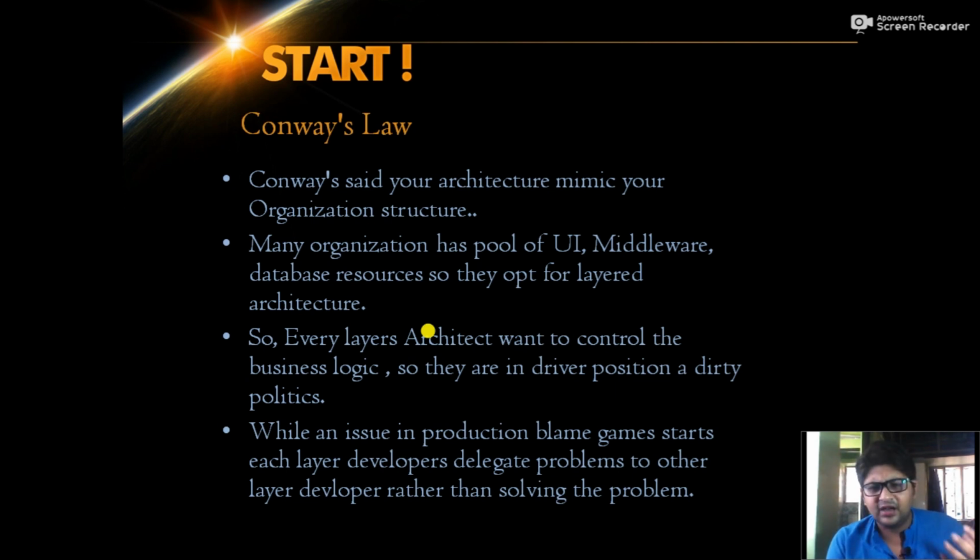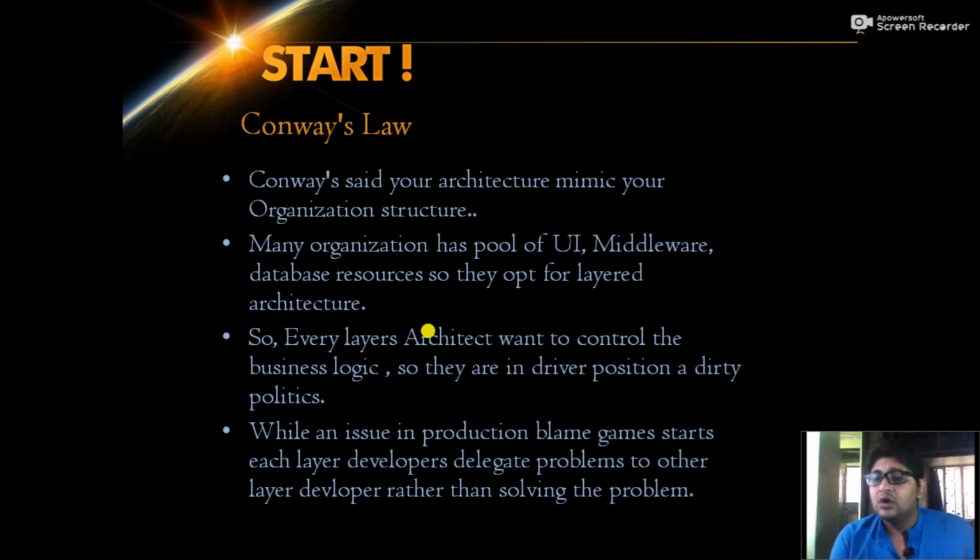It means if you have a UI pool in your organization, you may have a Java pool or microservice pool for your Java developers or middleware developers. You may have a DBA, database administrator, pool for the database. When a project is assigned to that organization, you just pull some developers from each pool and form a team, and then you start working on that particular software. So what is the problem? The main problem is the politics, because as there are three different segregated teams, you are building a layered architecture: a UI architecture, a middleware architecture, and a database architecture.